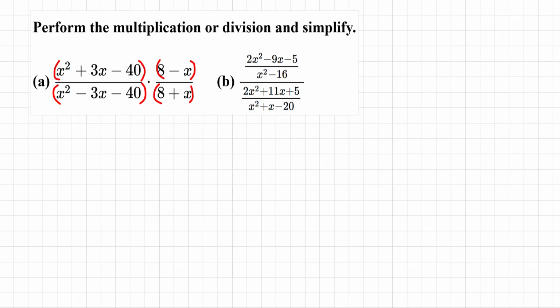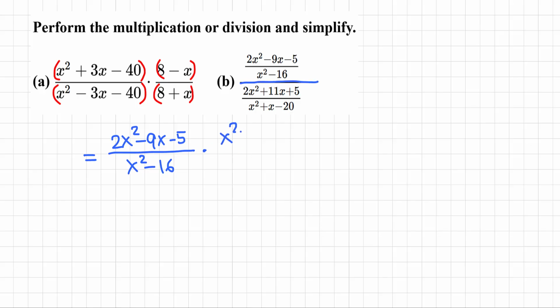Complex fraction means a fraction divided by another fraction. We have that situation here. So let's write this down. This fraction, 2x squared minus 9x minus 5 divided by x squared minus 16, we change this division into multiplication, and then we flip: x squared plus x minus 20 on the top, and on the bottom 2x squared plus 11x plus 5.